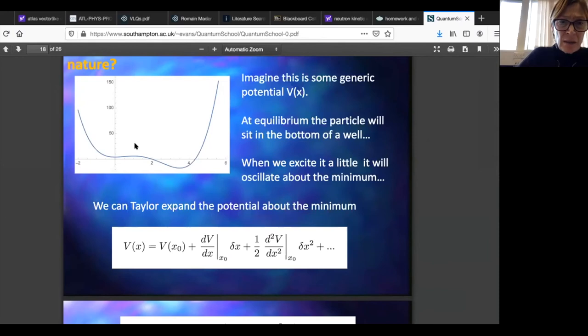Immagino che il cursore, si vede il cursore? O non proprio? Sì, sì, sì. Ah, si vede, quindi proietta tutto, va bene.